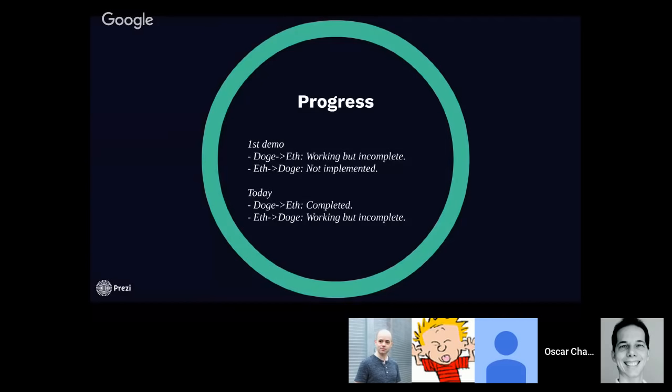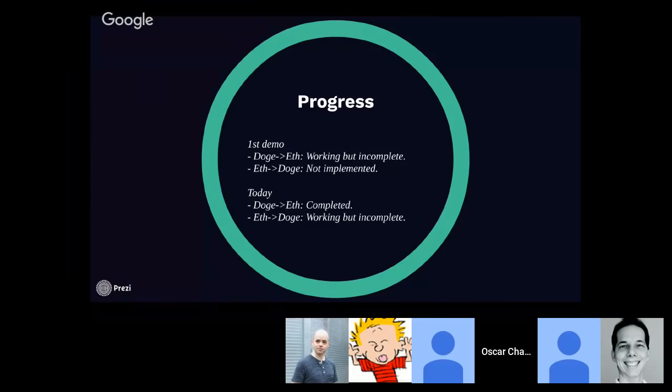In the previous demo, we showed the Dogecoin to Ethereum side that was working, but we mentioned that there were some issues that we needed to complete. And also, the Ethereum to Dogecoin side was not even started. Today, we are presenting a completed solution of the Dogecoin to Ethereum side. And the Ethereum to Dogecoin side was implemented, but there are some things that are missing that we will explain at the end, but the solution is working.